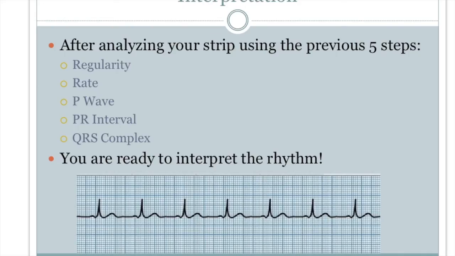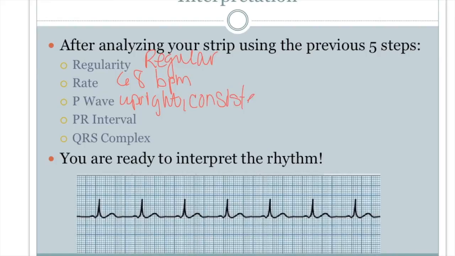Wow, we're already on the interpretation slide. We have gone through 5 steps and we are ready to interpret this rhythm. So based on what we found in the other slides, we found that this rhythm is regular, so we're going to write regular. The rate using the small square method was 68. Remember to put your measurement, beats per minute. The P wave is upright, consistent in form, so you can just put consistent, before each QRS complex.